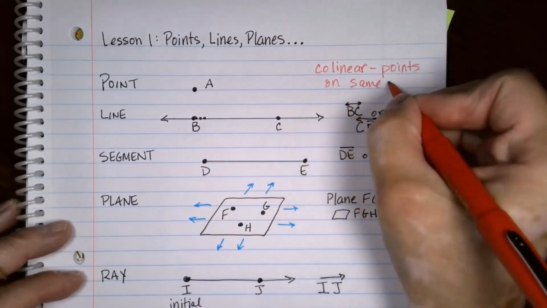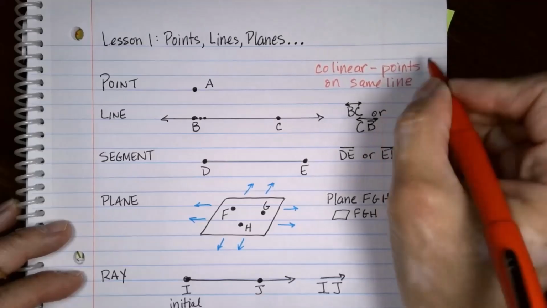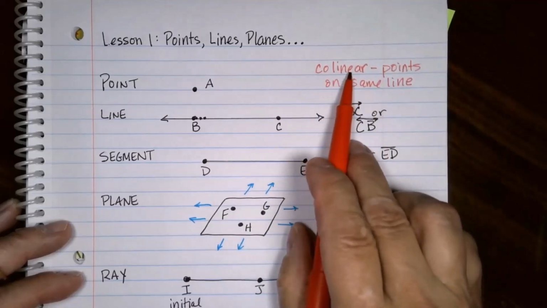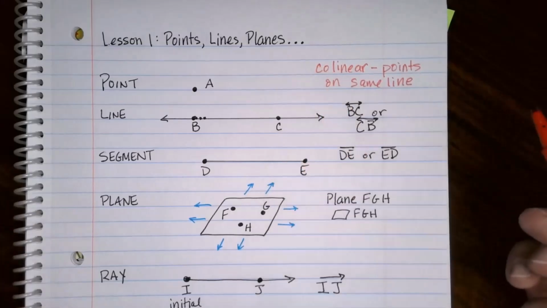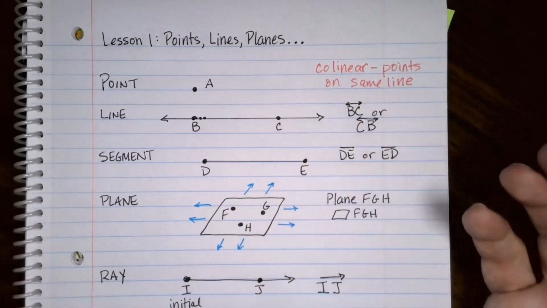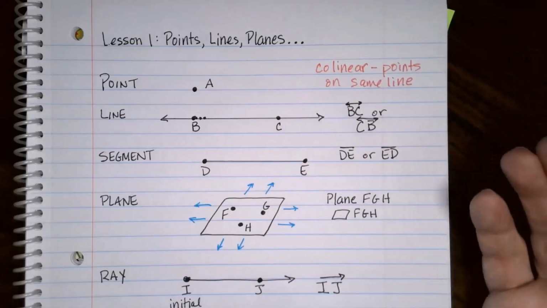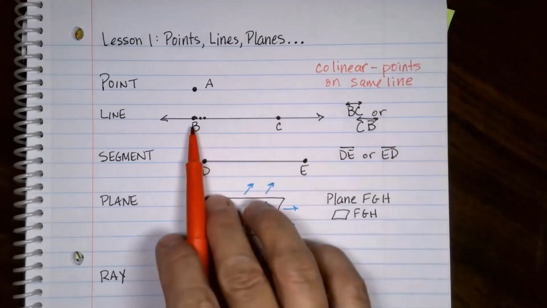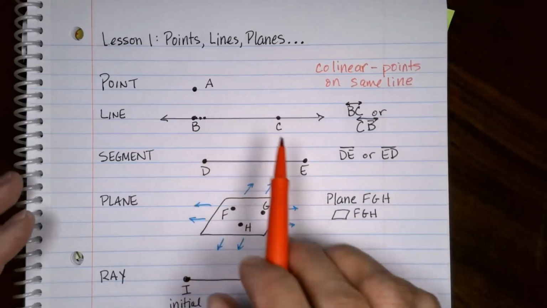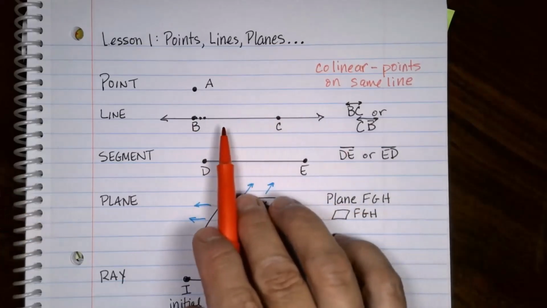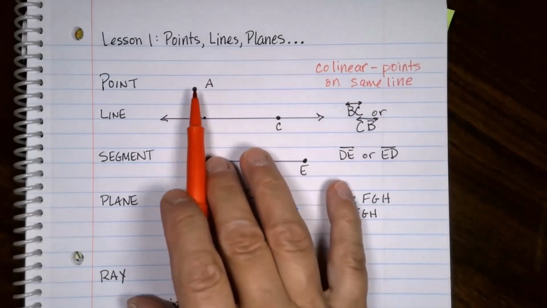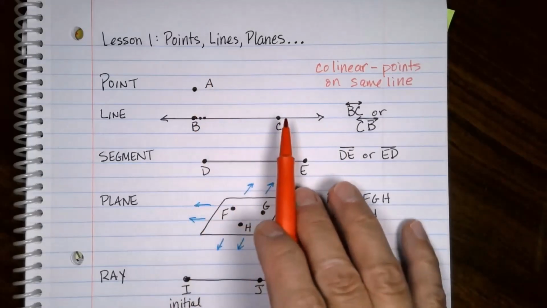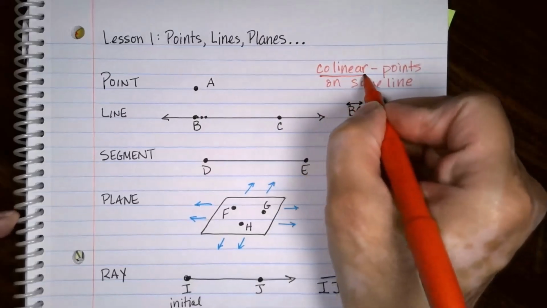How to remember that word? Couple ways. One, line is in the word, and another word you may be more familiar with in the real world is co-worker, somebody that you work next to, somebody you work with. These points are on the same line. B and C are collinear. A is not on that line, so A is not collinear with B and C. So you're going to need to know that word.